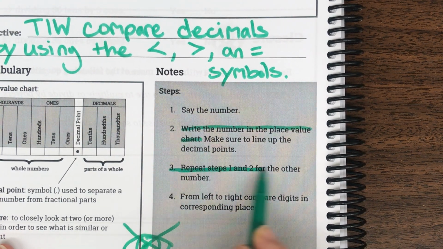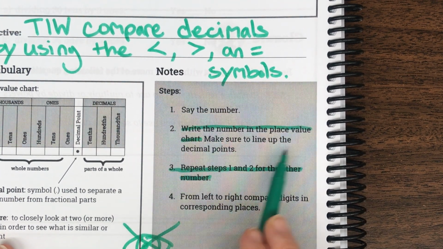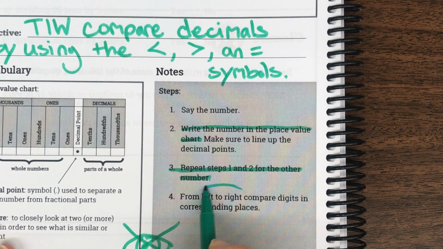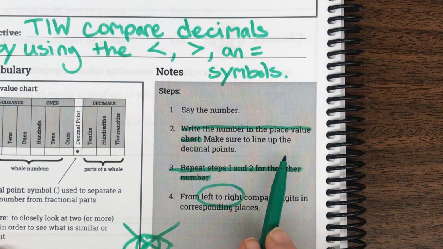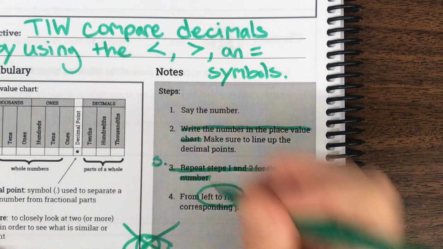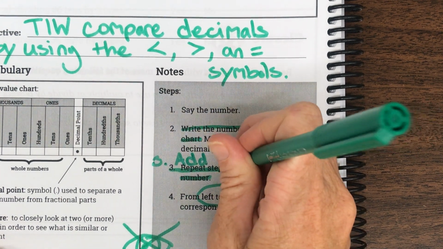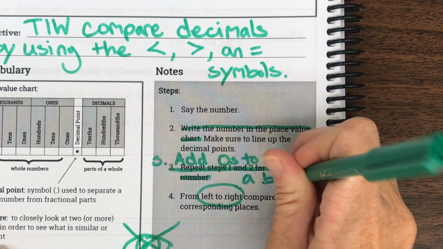Okay, we don't need to do step 3 because we're doing this, so we're going to make sure to line up the decimal points. And then here, from left to right, that's important, compare digits. So from left to right, we're going to compare digits. Okay, what they didn't include here, that's a really good step, is after we line up the decimal points, we're going to squish in here for this step. We're going to say add zeros to make a box.